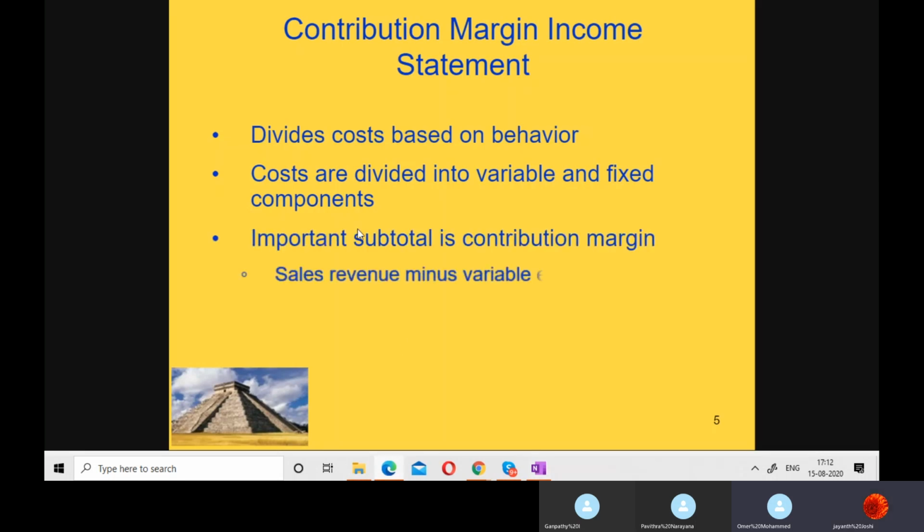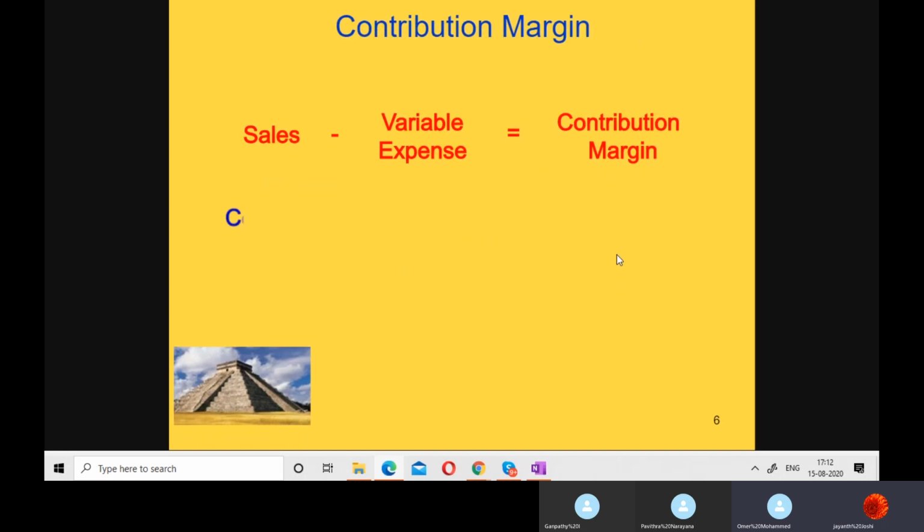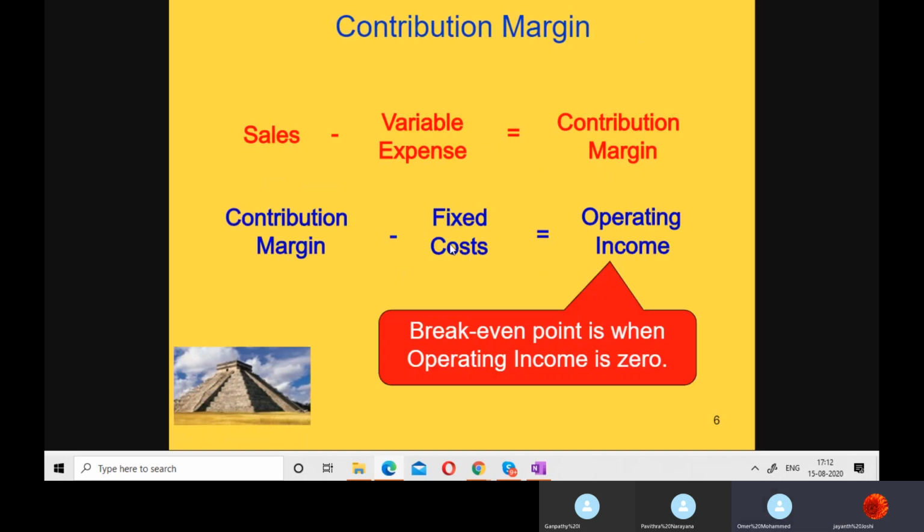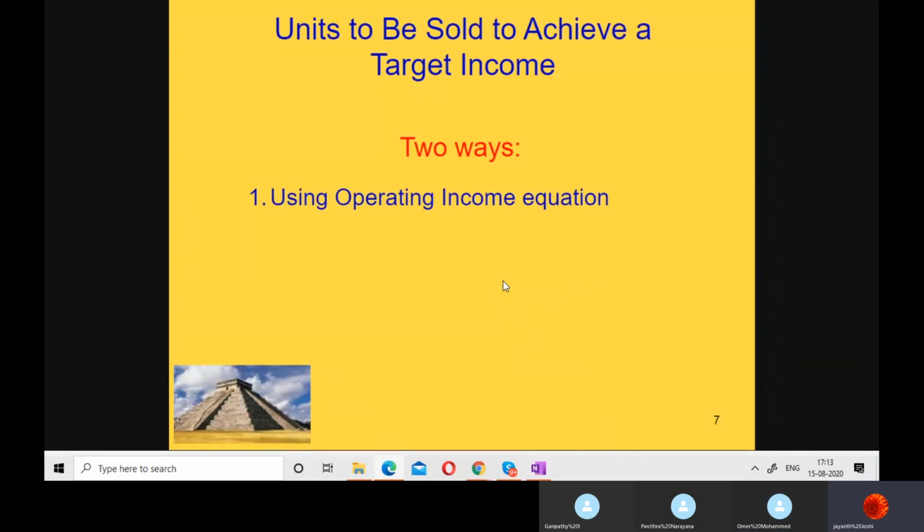So this is how costs are divided into variable and fixed components, and an important subtotal is contribution margin. Sales revenue minus expenses is the contribution margin. And from that, when you remove your fixed cost, you get the operating income. So the break-even point is when operating income is 0. When you get this as 0, it is the break-even point.